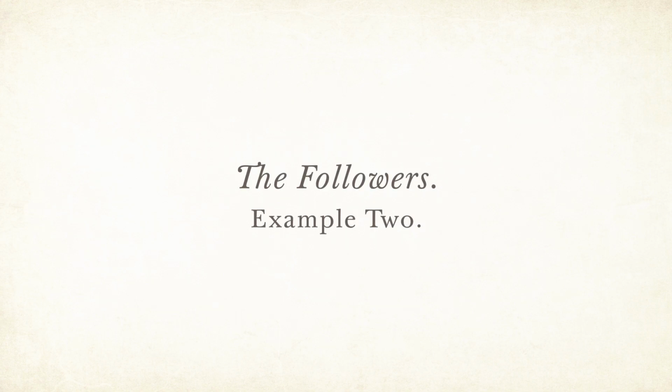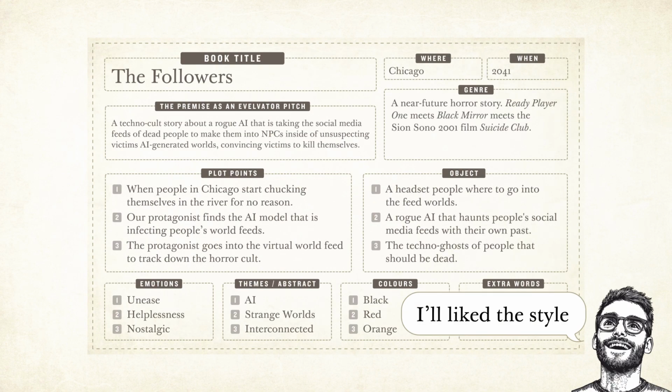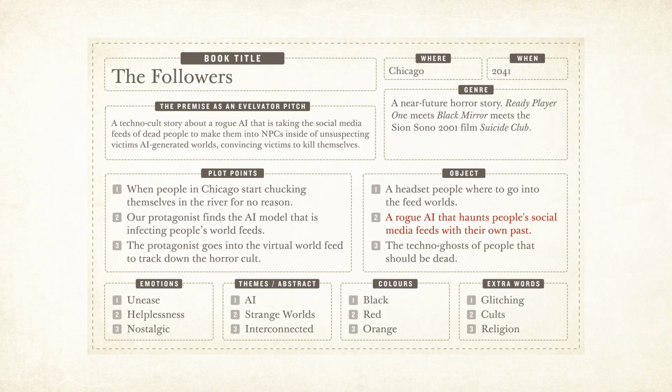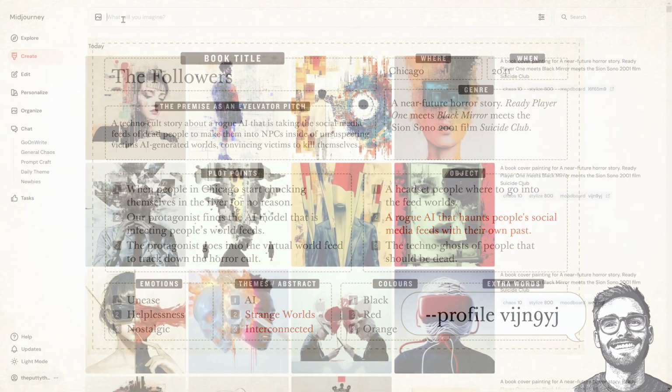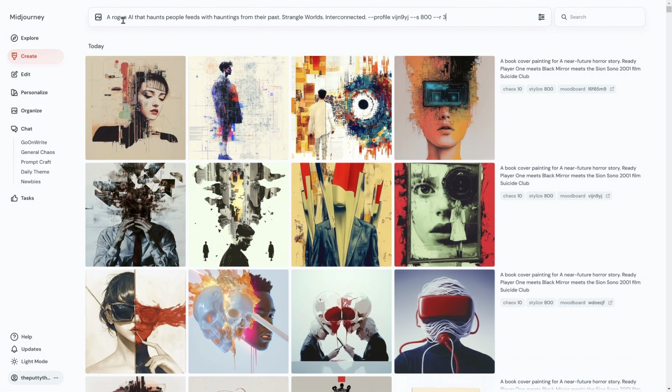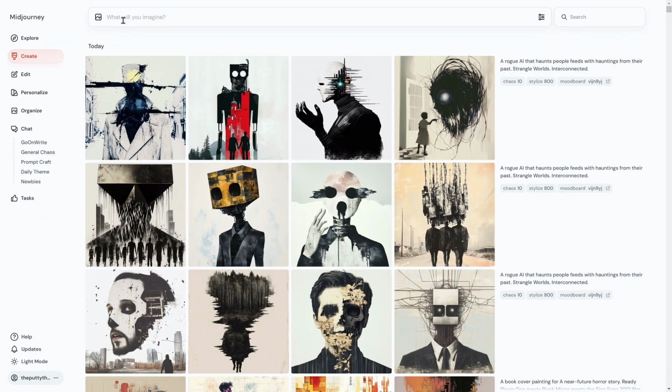Example 2. I really liked our mood board experiments from the first example, so what I'm going to do is try a new subject. Let's take a look at a rogue AI that haunts people's social media feeds with their own past. Strange worlds, interconnected, and the mood board that caught my eye was the one with the code VIJN9YJ. So let's try that one out. Let's go to MidJourney and try that out. Run it a few times. Yep. Just as interesting as our original subject, but it takes our design in a different direction.